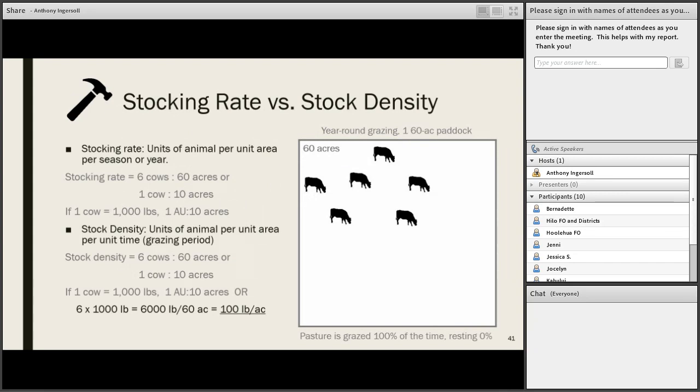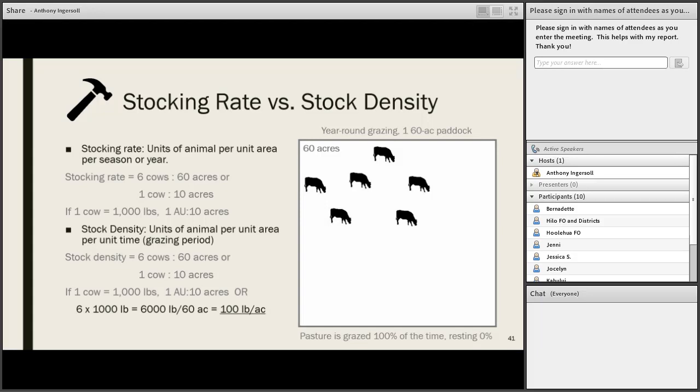So let's start by defining some terms. A lot of people use the term stocking rate and stock density interchangeably. They're not. I know it took me a long time to understand the difference too. Stocking rate is the units of animals per unit area per season or year. Okay, so in this situation, our stocking rate is 6 cows per 60 acres, or 1 cow to 10 acres. And if we assume that 1 cow was 1,000 pounds, then we have 1 animal unit to 10 acres in this illustration.